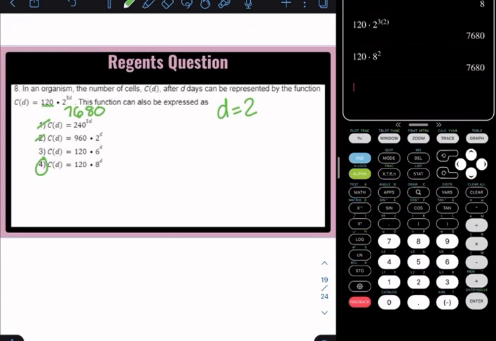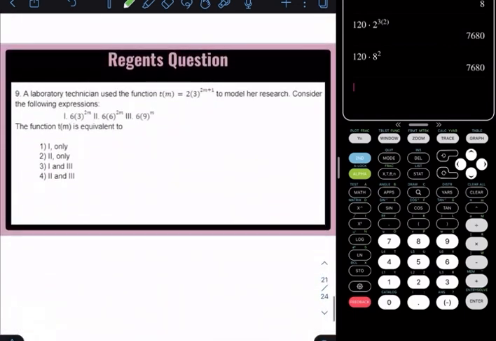Let's look at number 9. A laboratory technician used this function to model her research. Consider the following expressions. I'm automatically going to make m equal to 2 because I can't be bothered. So 2 times 3 raised to the 2, instead of m we're going to put 2 plus 1. I need to get an answer of 486. Now let's try each of these.